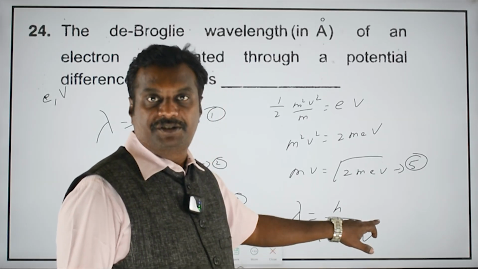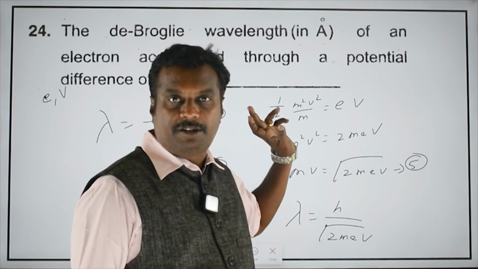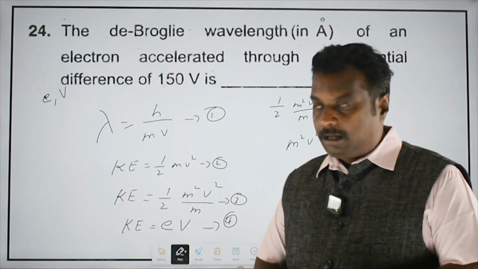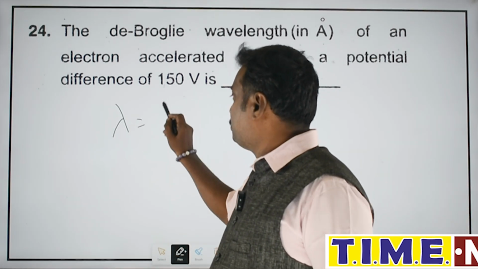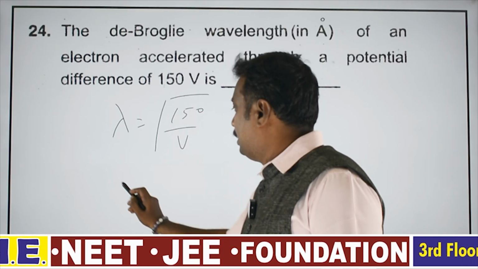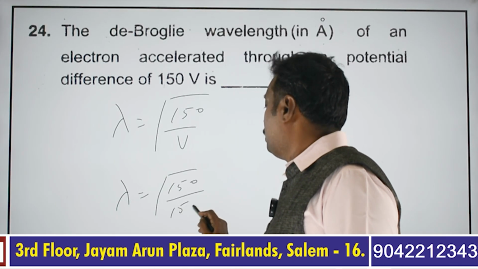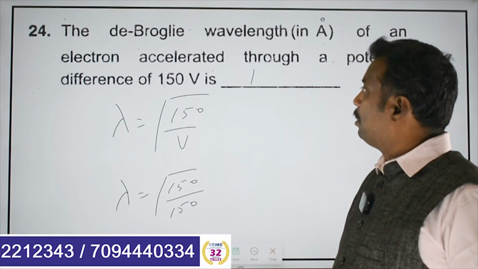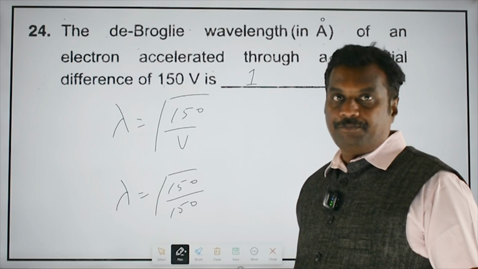h is Planck's constant, 6.6 into 10 power minus 34. m is the mass of the electron, you know the value. e is the charge of the electron. V is the voltage. Substitute all this and you'll get some answer. But doing it this way, it is difficult to finish. So the other way: lambda is equal to root of 150 by V in the case of an electron. So lambda is equal to root of 150 divided by the V value. Here 150 by 150 is root of 1, which is nothing but 1. So through a potential difference of 150 volt, 1 Angstrom is the right answer. Okay, let's go to the next question.